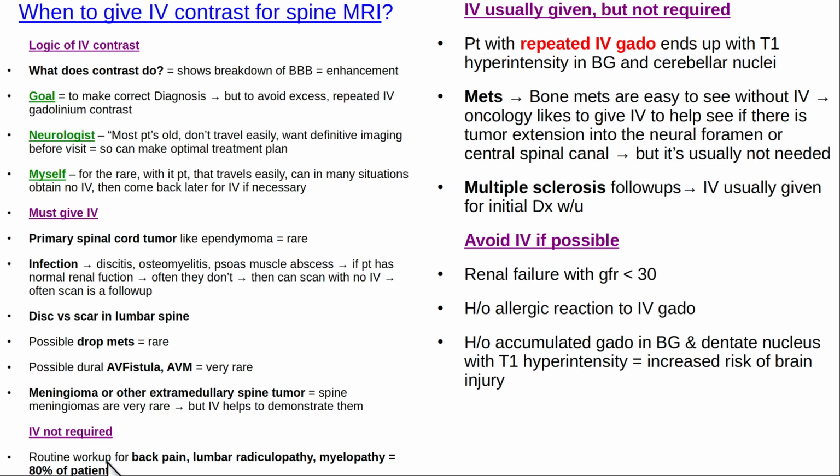So anyways, that's pretty much the scoop overview on when to give or not give IV contrast for MRI of the spine. Hope you found that helpful.